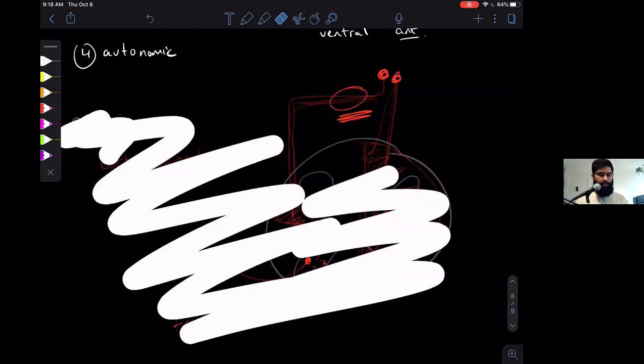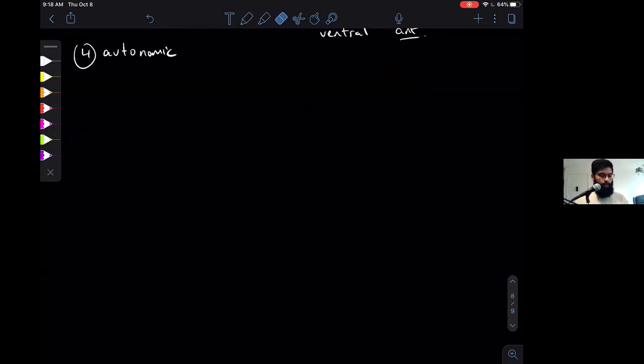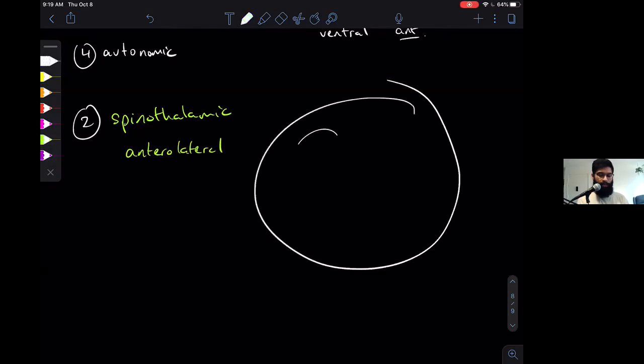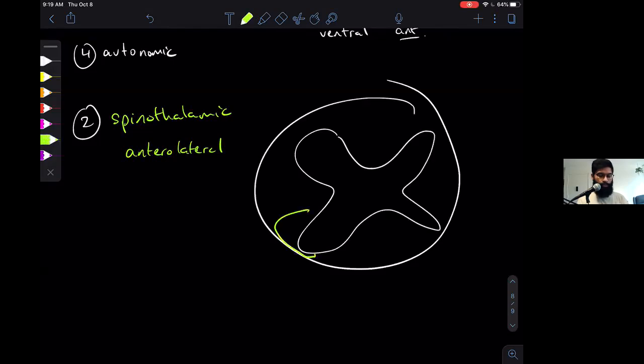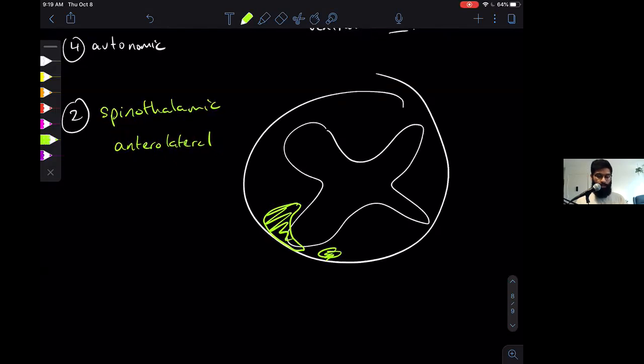So now we're going to look at some sensory tracts. So we're going to have our spinothalamic, which is also known as anterolateral. And this, we're going to have a lateral and an anterior tract. So lateral tract is going to be right here. Anterior tract is going to be over here. So our anterior tract is going to be crude touch, and our lateral tract is going to be pain and temperature. And so this is sensory information, so it's ascending, right?